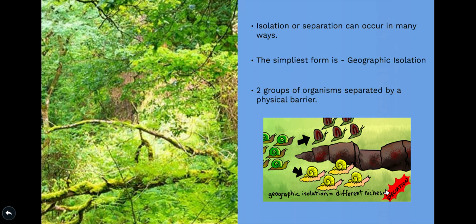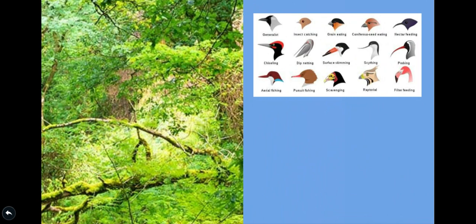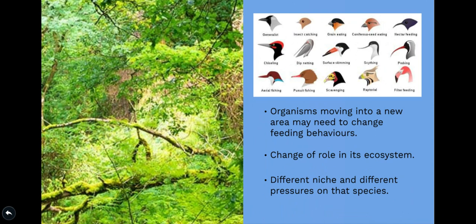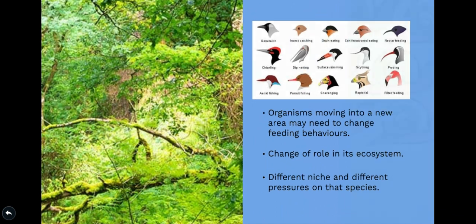If this happens, the individuals from each group are placed into different niches. They may have to change their behavior, their feeding patterns, and this in turn over time can lead to speciation. We can see this in this image here. So organisms moving into a new area need to change their feeding behaviors, and therefore this can lead to changes in their physiology. It also changes their role in the ecosystem if they need to perhaps go from being a primary consumer to perhaps changing into a secondary consumer. And this different niche and different pressures changes the way that the species exists.